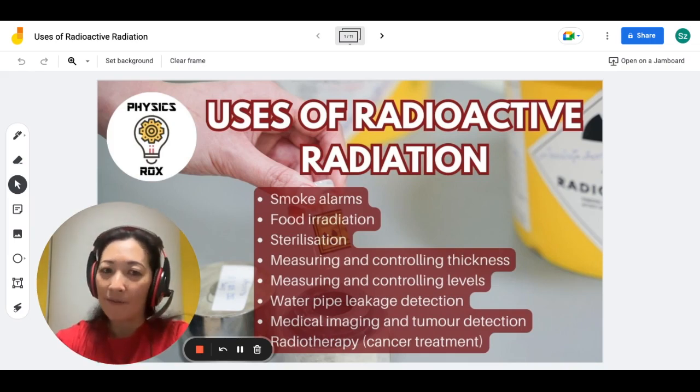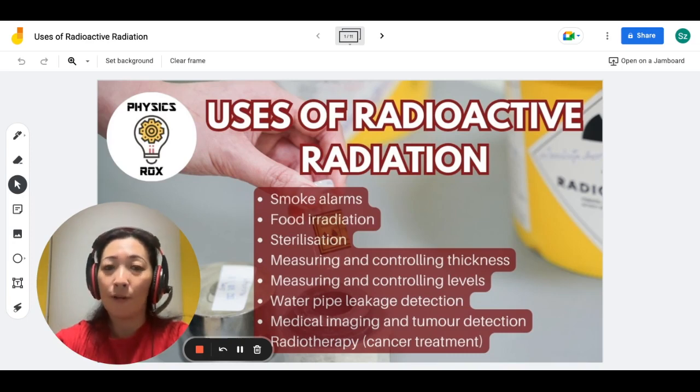So what we will be covering in this video are smoke alarms, food irradiation, sterilization, measuring and controlling thickness as well as levels, water pipe leakage detection, medical imaging and tumor detection, as well as radiotherapy.